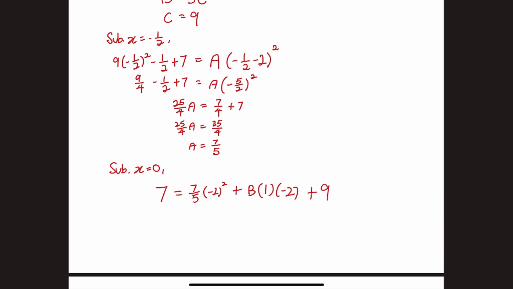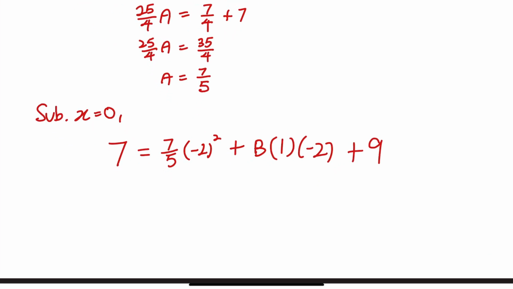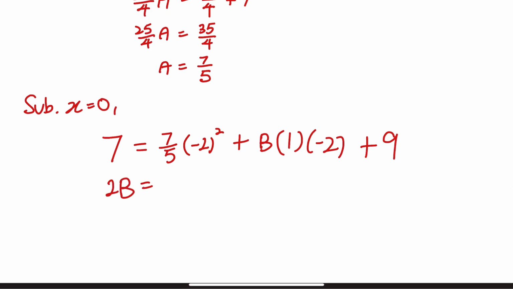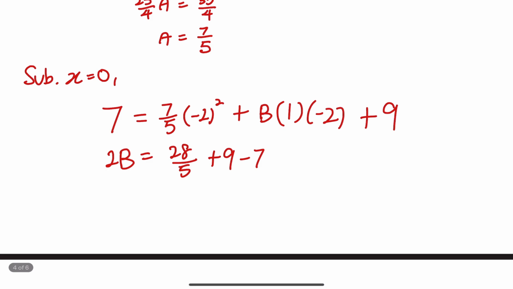Okay, so therefore if I were to simplify, what do I get? I'll get 2b will be equal to 28 over 5 plus 9 minus 7. So you just press this in your calculator. You should get the final answer here. B should be equal to 19 over 5.